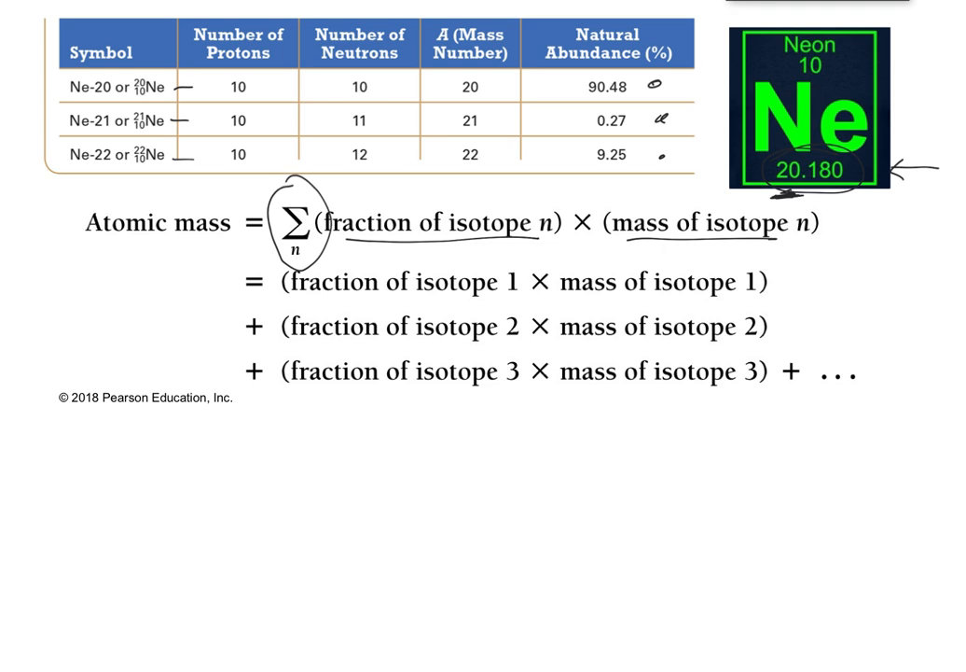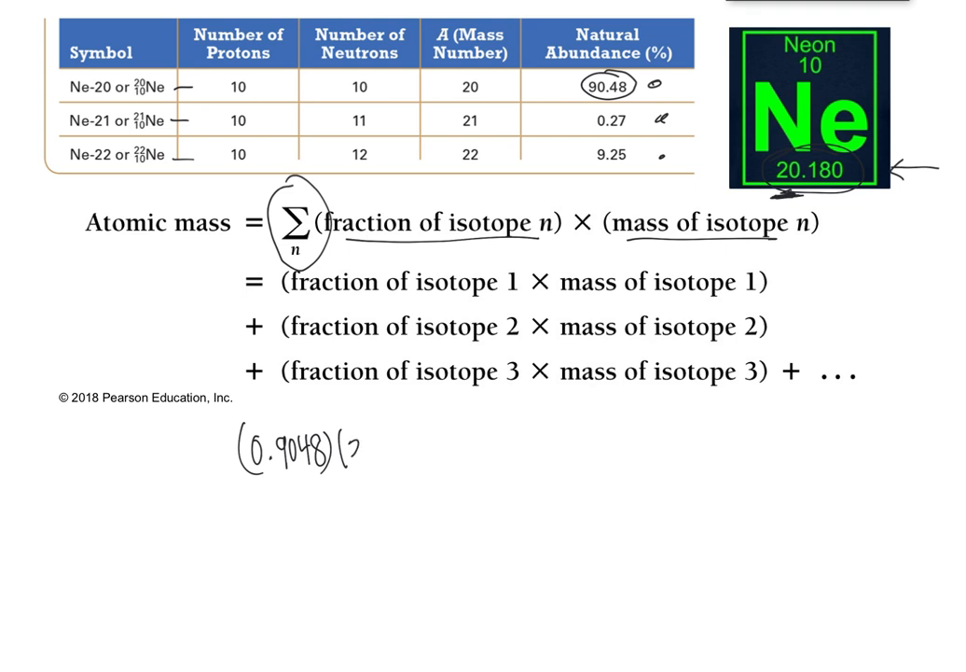So I'm going to take the fraction of isotope 1. I'm going to take my percent abundance and divide by 100, because I want it to be in fraction form. So I'm going to have 0.9048 for that fraction, times that mass. Now, we would actually have the mass in grams per mole. We'll talk about moles later, or in AMUs, atomic mass units.